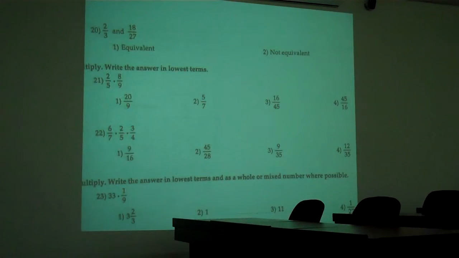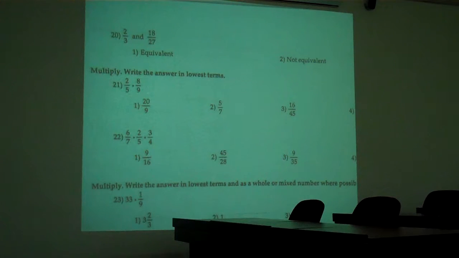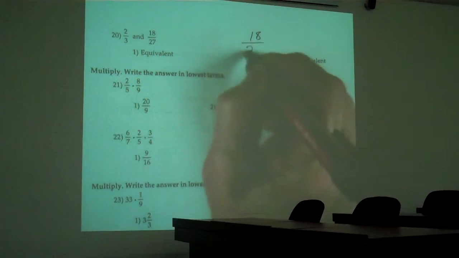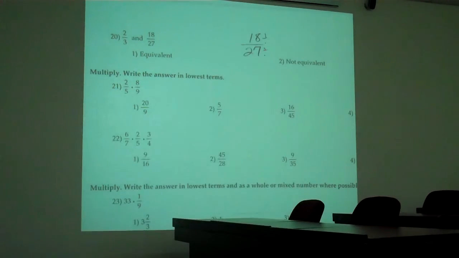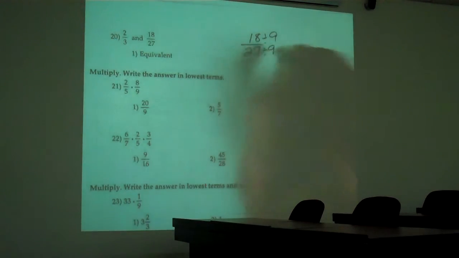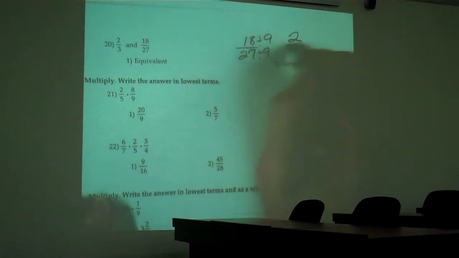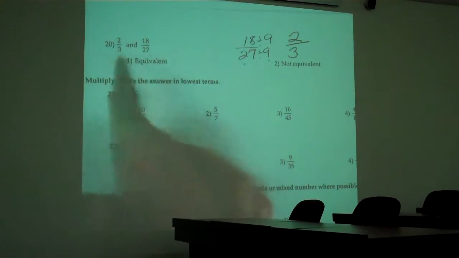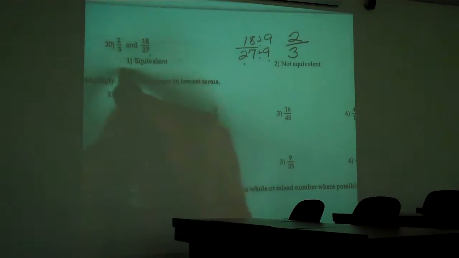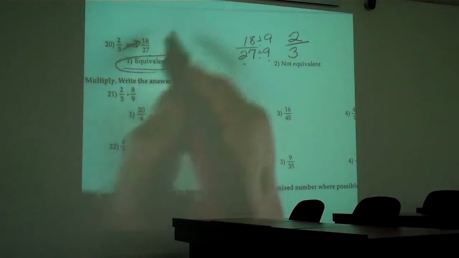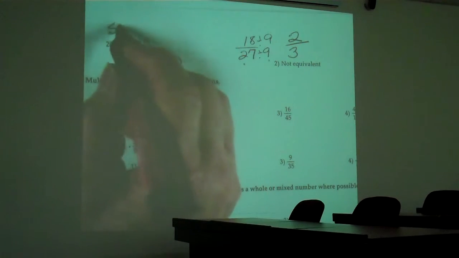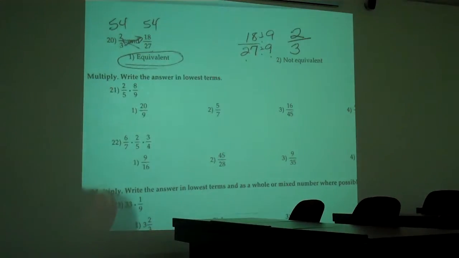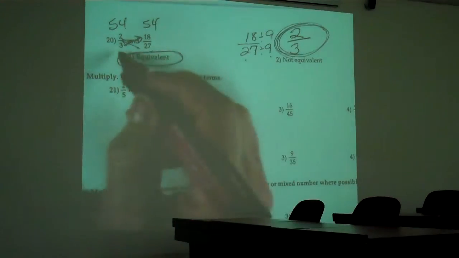How about these? Are they equivalent or not equivalent? We could reduce 18 over 27 probably. What can we divide by? 9? 18 divided by 9? 27 divided by 9? So this is equal to 2/3. So 2/3 and 2/3, they are equivalent, right? Or you can multiply and you're going to get the same thing. You get 54 and 54 when you multiply. But this is what it wanted you to do, is reduce it and find out if they're equivalent.